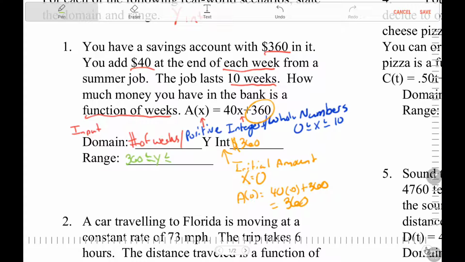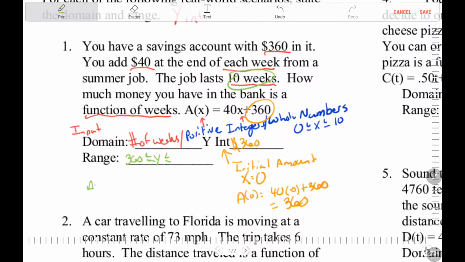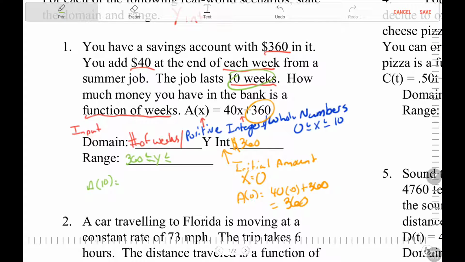But what happens if I worked every one of the 10 weeks? Take your max input and ask, what's the amount after 10 weeks? Plug that in: 40 times 10 plus 360. You'll get 400 plus 360, which equals 760. And that's your range. So $360 is the least you can have, and 760 is the most.